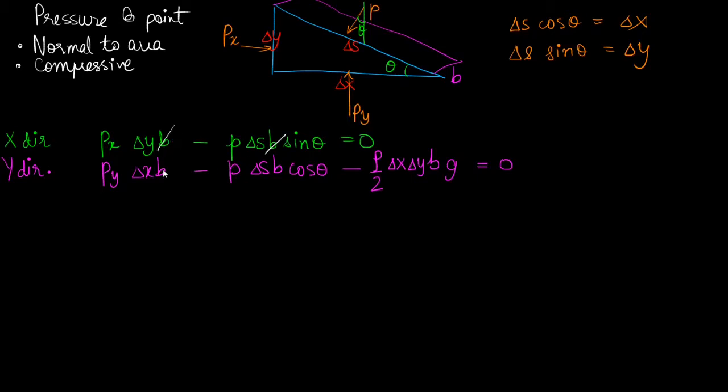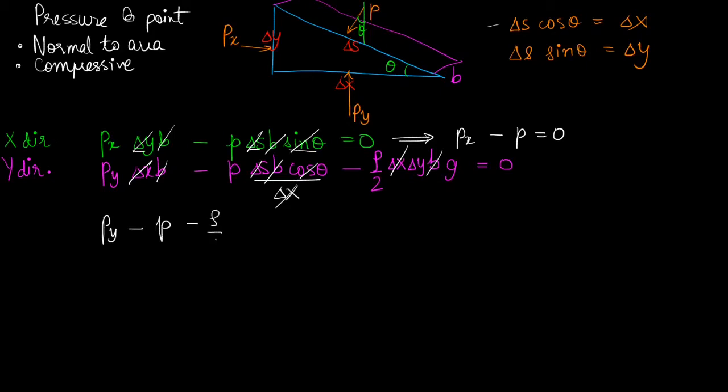We can cancel out b from all these terms, and since delta y and delta s sin theta are equal, we can cancel out this. So the x force balance gives us px minus p equal to 0. Now let us divide everything by delta x. So this delta x cancels out. Now delta s cos theta is equal to delta x from trigonometry. So even this particular term cancels out, and we are left with py minus p minus rho upon 2 delta y times g is equal to 0.